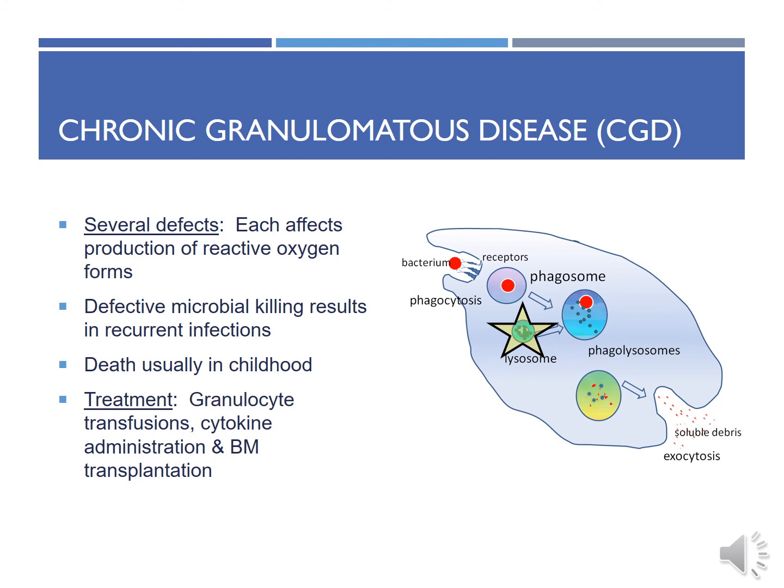Obviously, if that is the case, then we're going to have recurrent infections because we cannot get rid of that bacterial infection. Typically, if children are diagnosed early enough, we can do granulocyte transfusions or cytokine administration, and possibly even bone marrow transplants to help correct this disease. If it's not diagnosed, typically the child will succumb to this disease, usually by way of infection.